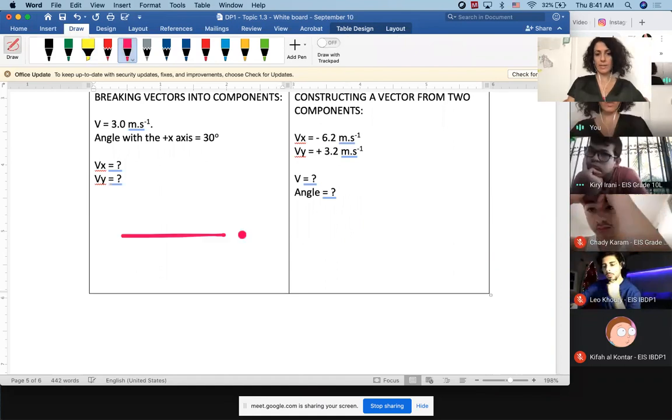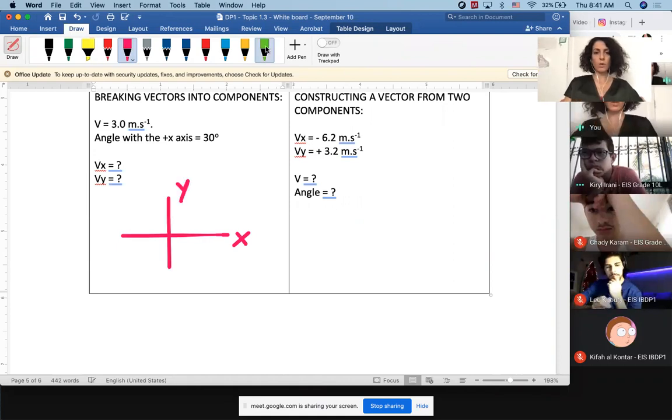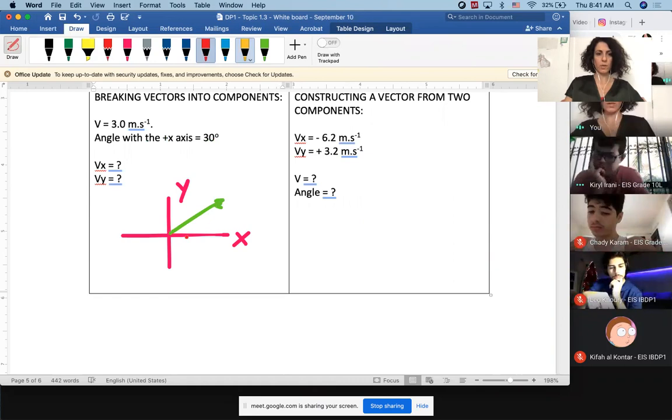So this is my x-axis. Quickly, it's like a sketch. This is my y-axis. Okay, I'm going to draw the vector, and it's making an angle of 30 degrees with the positive x-axis. So this is how the vector looks. This is my x component and this is my y component. And this is the angle we're talking about. How do you proceed, Kifah?